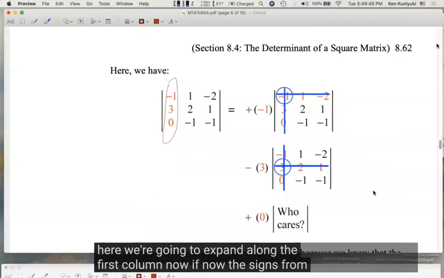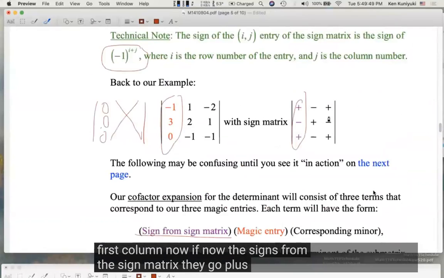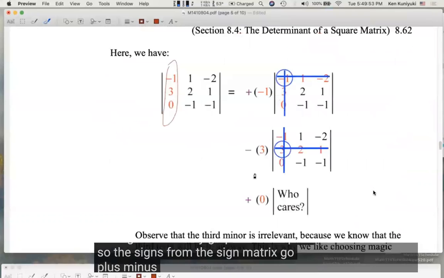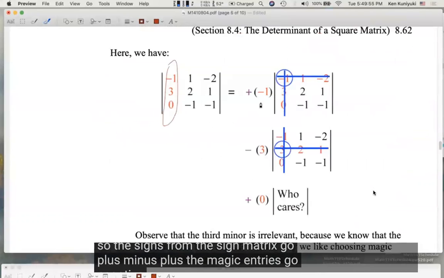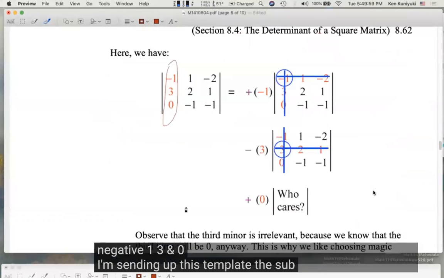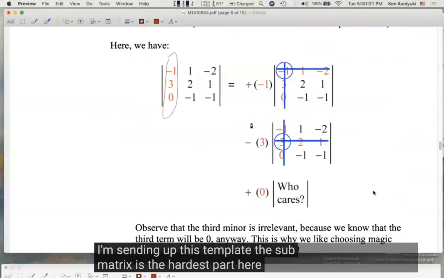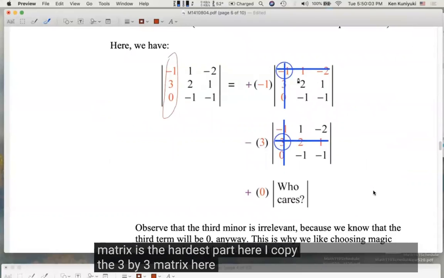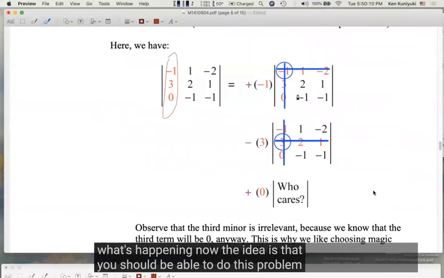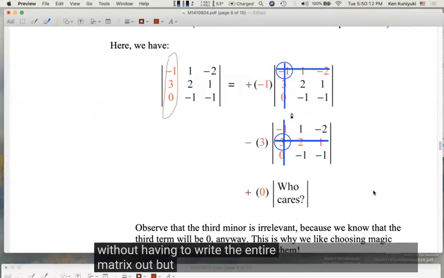Now, the signs from the sign matrix go plus, minus, plus. The magic entries go -1, 3, and 0. I'm setting up this template. The submatrix is the hardest part. Here, I copy the 3x3 matrix here and here, which may be overkill, but I want to show you what's happening. The idea is that you should be able to do this problem without having to write the entire matrix out, but I want to show you what's going on.